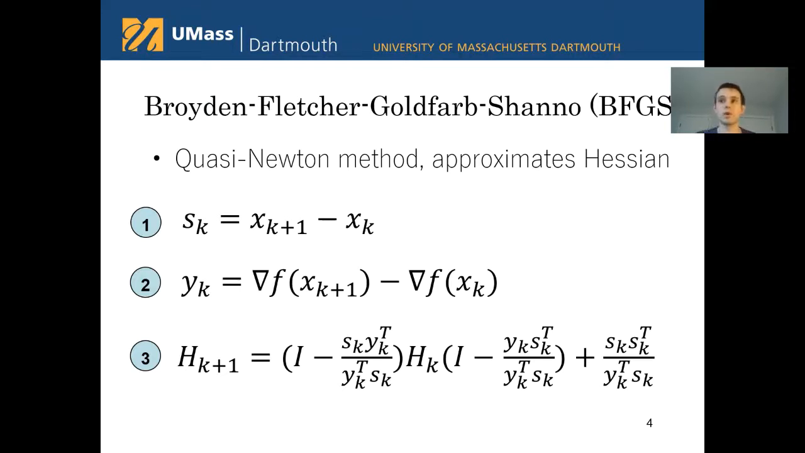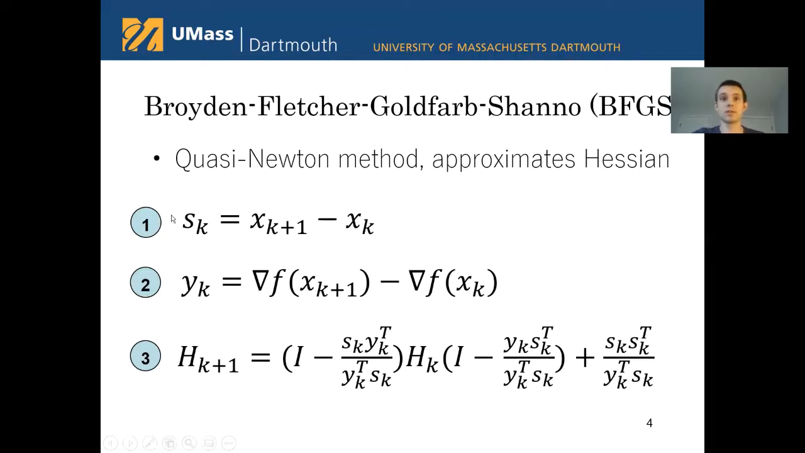He was trying to run a Newton method optimization, but the program kept crashing before it could finish. So he decided to approximate the Hessian rather than computing it directly. This spawned a massive area of research into quasi-Newton methods, and eventually the Broyden-Fletcher-Goldfarb-Shanno algorithm, or BFGS, was developed, which has now become the most popular quasi-Newton method.